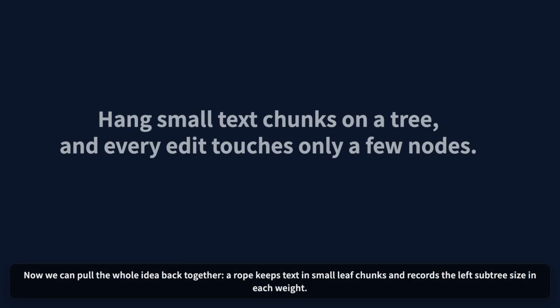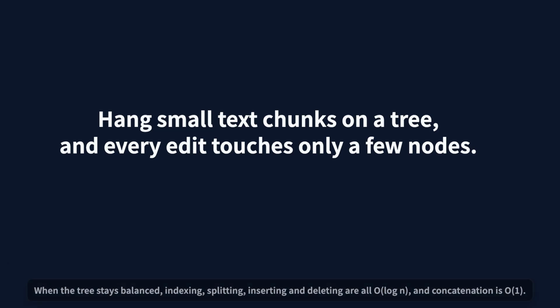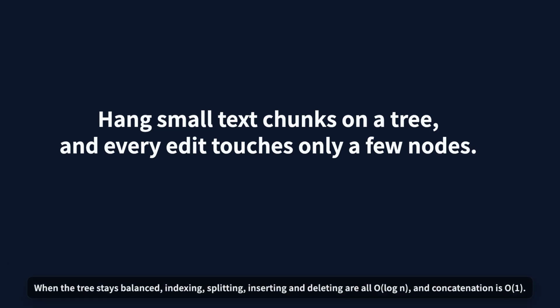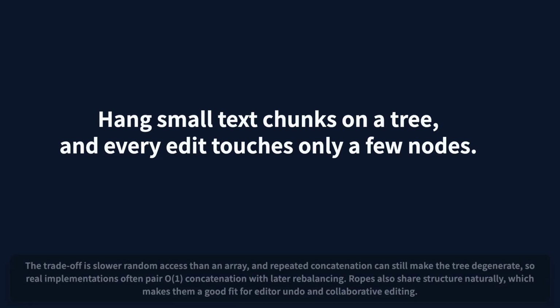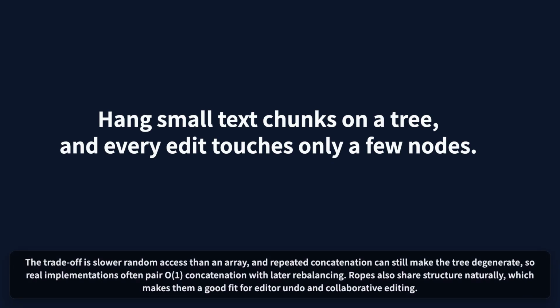Now we can pull the whole idea back together. A rope keeps text in small leaf chunks and records the left subtree size in each weight. When the tree stays balanced, indexing, splitting, inserting, and deleting are all big O of log n, and concatenation is big O of 1. The trade-off is slower random access than an array, and repeated concatenation can still make the tree degenerate. So real implementations often pair big O of 1 concatenation with later rebalancing. Ropes also share structure naturally, which makes them a good fit for editor undo and collaborative editing.